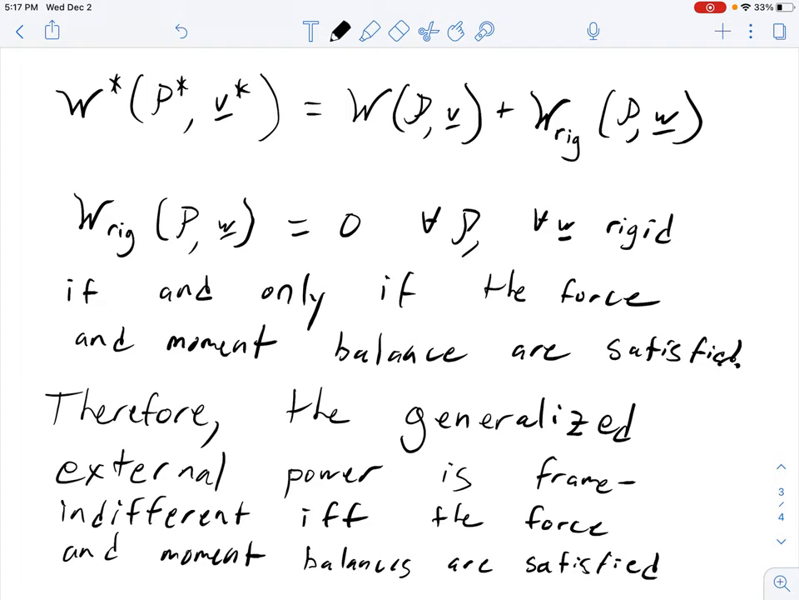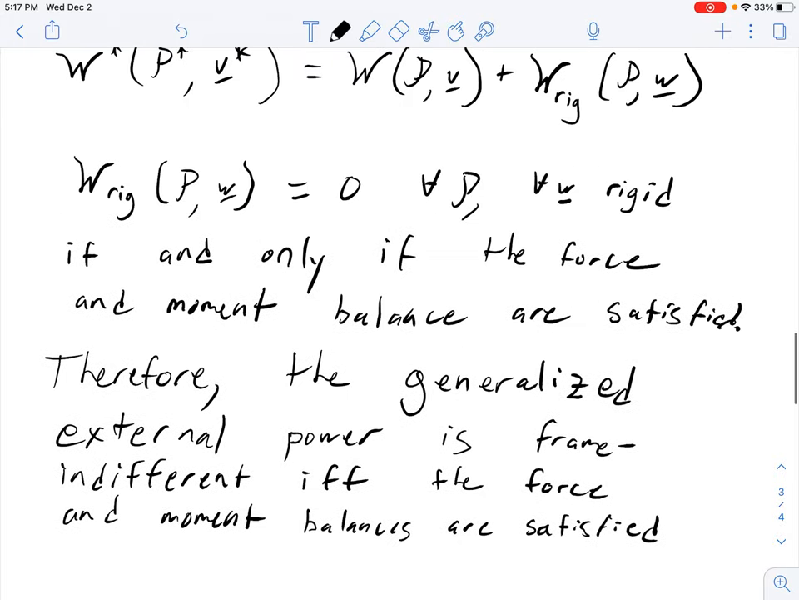You probably remember from our discussion of, I believe, chapter 19, that the generalized external power is equal to the internal power if force and moment balances are satisfied. And so it would follow that the internal power is also frame indifferent if and only if the force and moment balances are satisfied. All right, so that was for the frame indifference of the generalized external power.